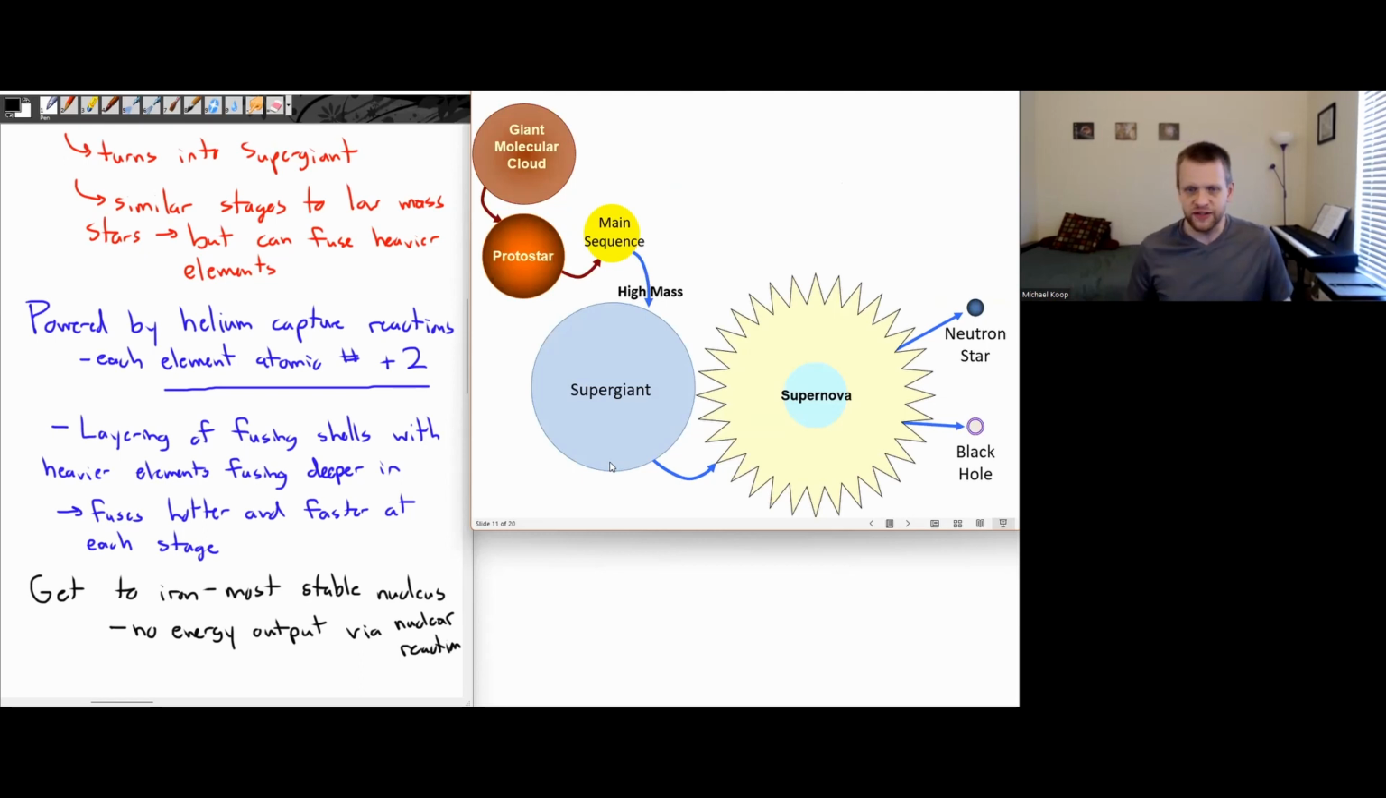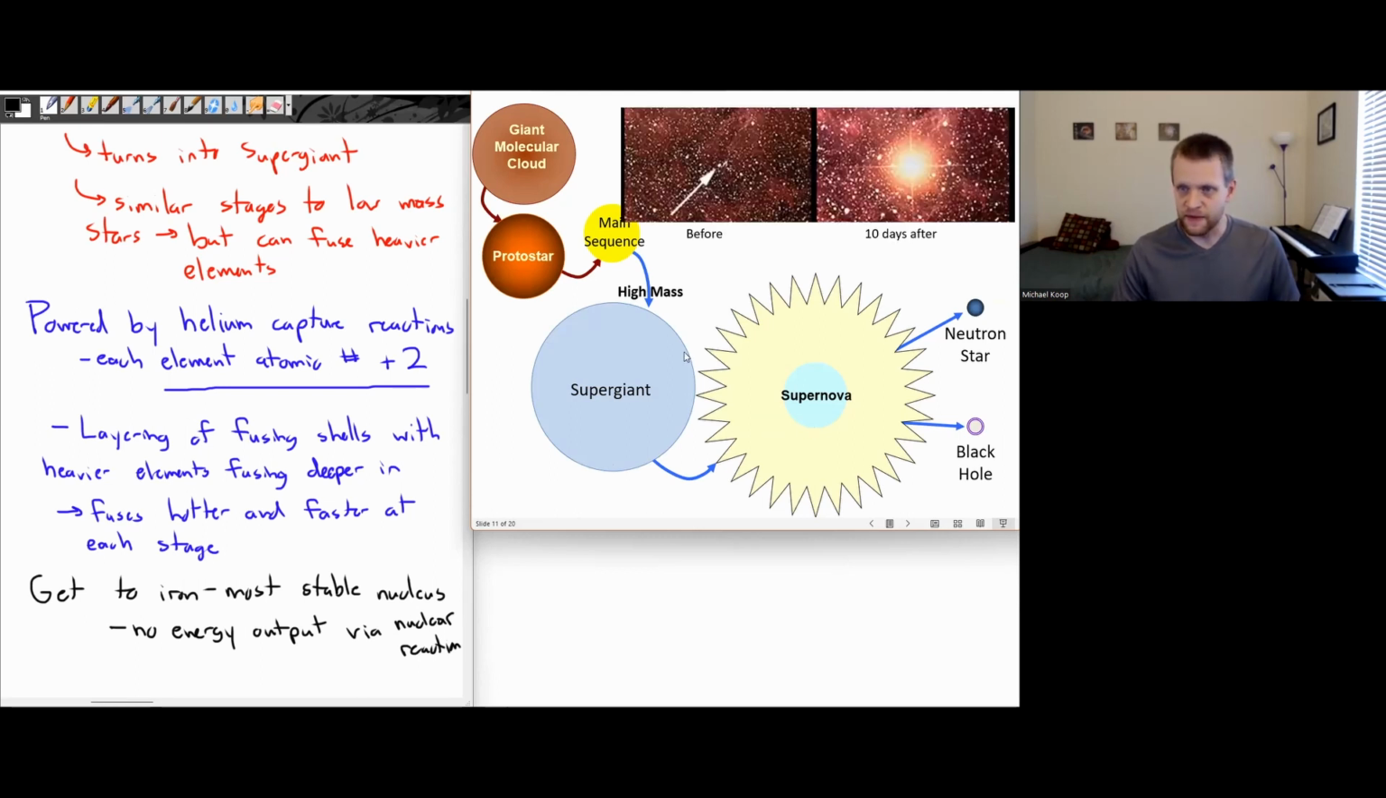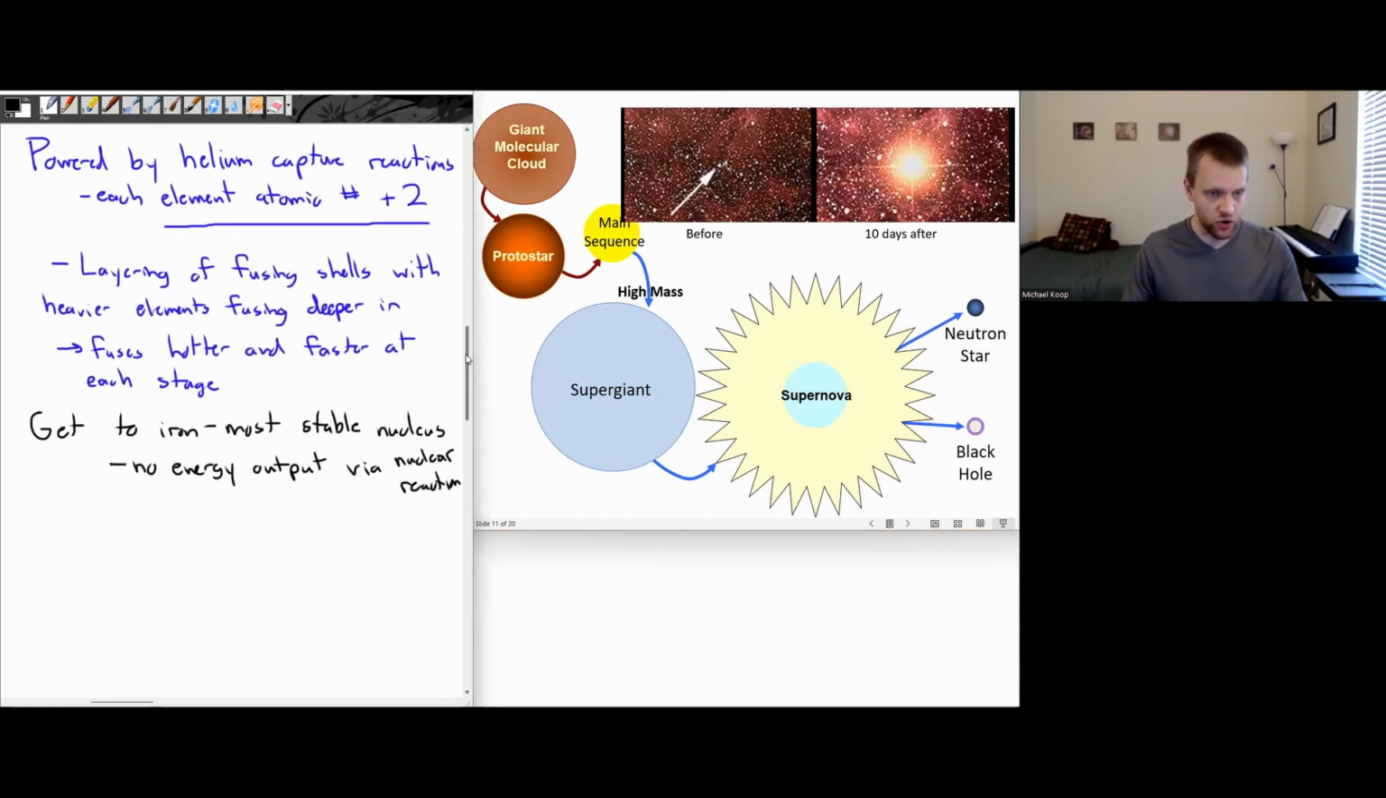Well, if we look at this diagram, we're going from supergiant to something that doesn't look very pretty for the star. This is a before and after picture taken 10 days apart of a star that has gone through the supernova. This is kind of like the easiest possible spot the difference question that you've ever seen. The star before and what it looks like 10 days after during this supernova event. So this iron core is going to lead to a supernova.